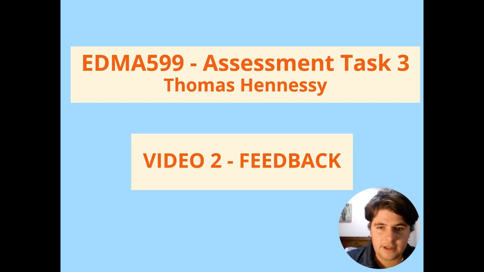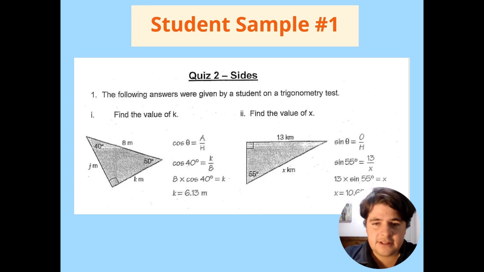And now we've come to the second video in this three-part, which is providing feedback to samples of student work. All this work will be related to the topic that was introduced in the instructional video, which is using trigonometry to find missing values that are the lengths of the sides of right-angled triangles. So for student sample 1, this is quiz number 2 on sides. So question 1, find the value of k. And question 2 is find the value of x.